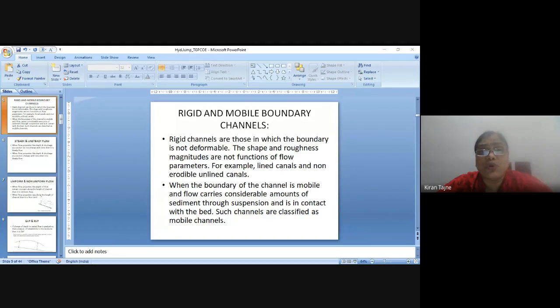Then resistance to flow, quantity of sediment transported, and channel geometry, these are dependent on interaction of flow with the channel boundaries. So a general mobile boundary channel can be considered to have 4 degrees of freedom, and in a rigid channel we have 1 degree of freedom. We have studied this in structural analysis, what is degree of freedom. Okay. So these are called rigid and mobile boundary channels.